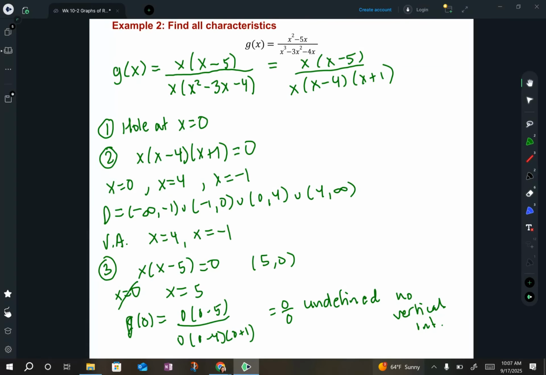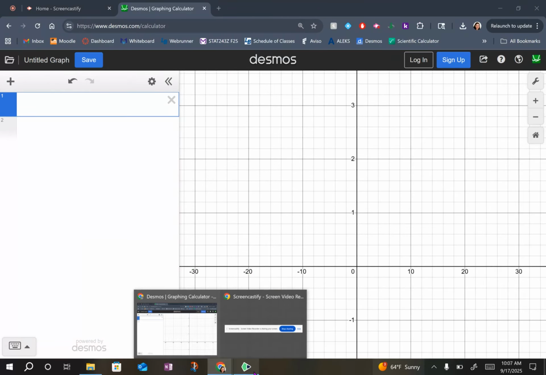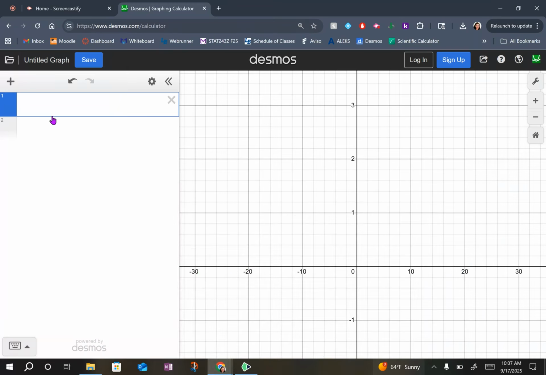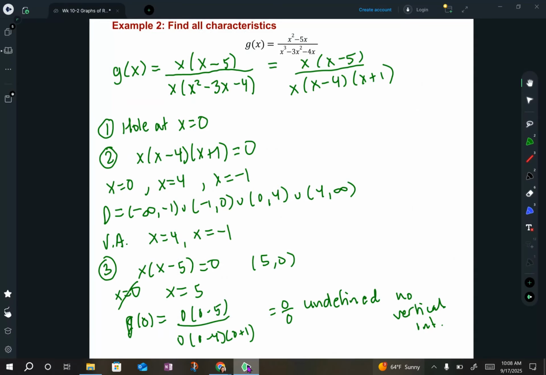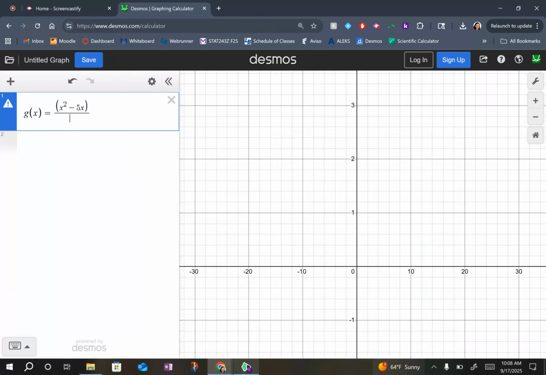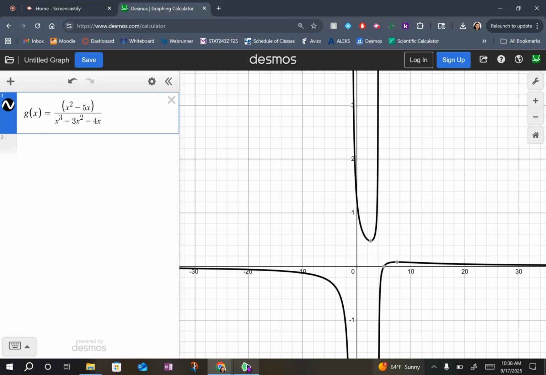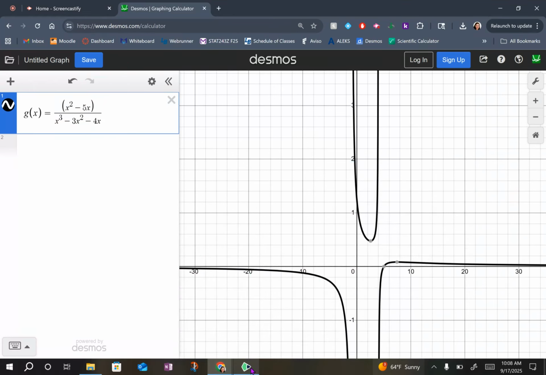All right, so let's open up Desmos and do this. All right, let's graph our function. g of x equals x squared minus 5x divided by x cubed minus 3x squared minus 4x. Let's just double check that I got that right. x cubed minus 3x squared minus 4x. Yes, I did. Okay, so there's my function. It looks pretty good.